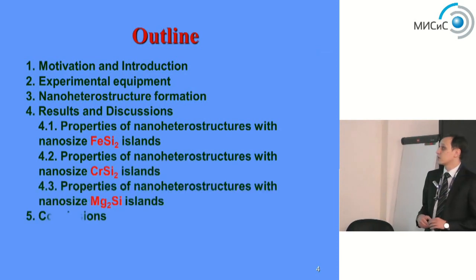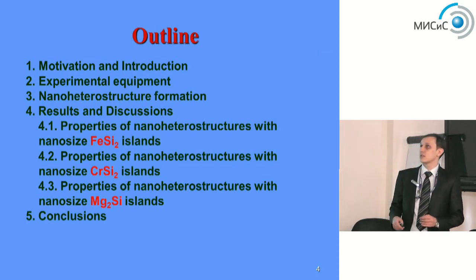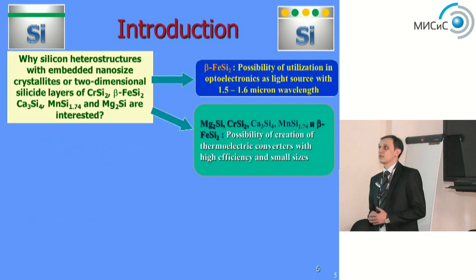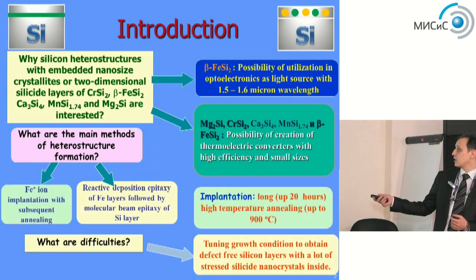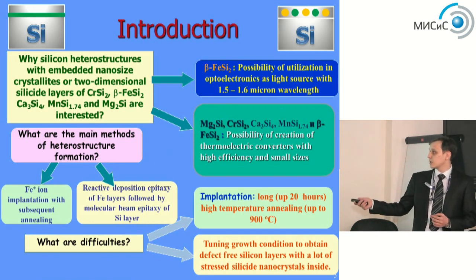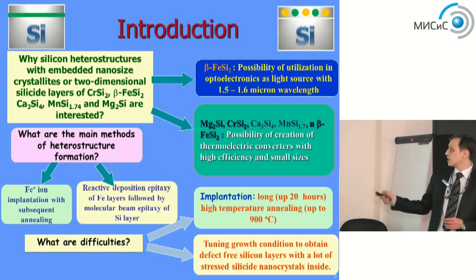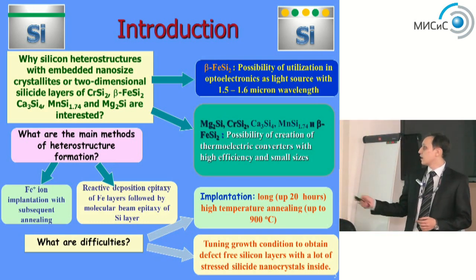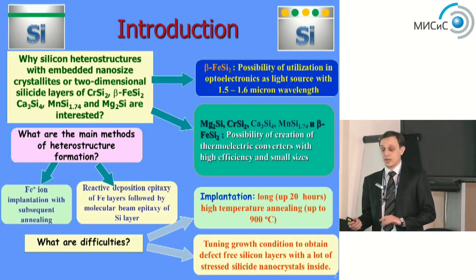I will talk about why we use this semiconductor silicide nanoheterostructure, how we form this nanoheterostructure, and some results. Why a silicon heterostructure with silicide embedded inside the silicon matrix, like chromium disilicide, iron disilicide, calcium silicide, manganese silicide, and magnesium silicide? For these silicides, it is known that iron disilicide is a direct band gap semiconductor with band gap near 1.5-1.6 micron wavelength, and we can prepare some device which emits light in this region.